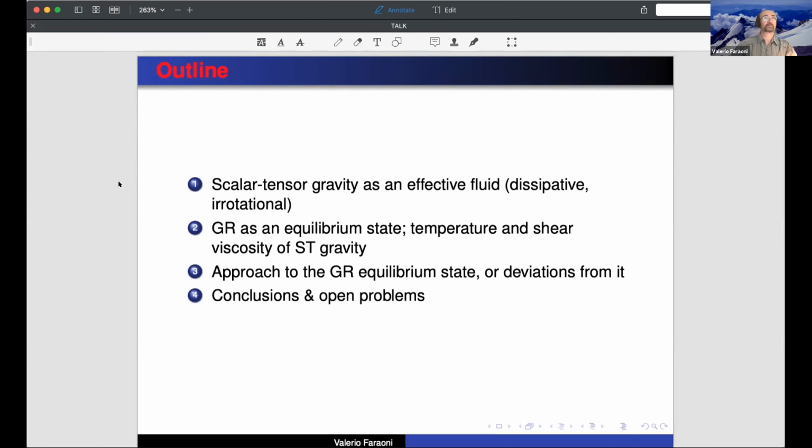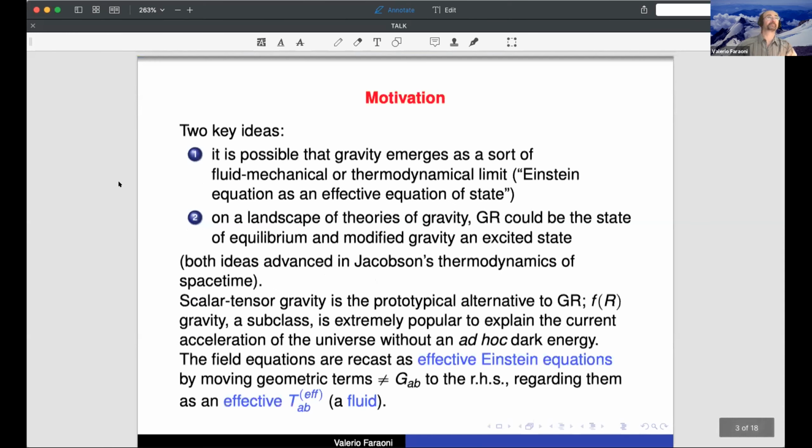And if you adopt this idea with this new approach, we can obtain an expression for the temperature of gravity in the space of theories and the shear viscosity of scalar tensor gravity. And then we can describe an approach to the equilibrium state that is general relativity, or deviation from it, and all this with relatively minimal assumptions. So at the end, I will have some conclusions and I will outline some open problems.